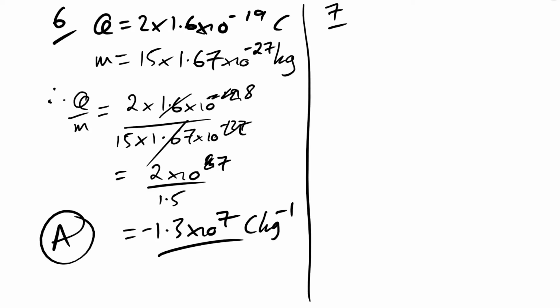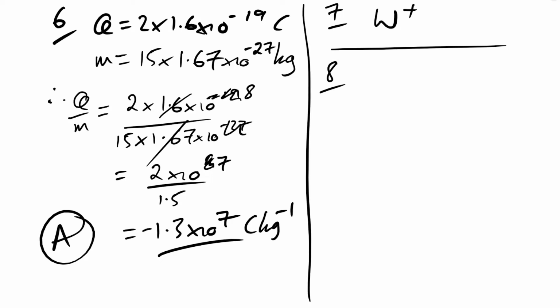7, what's the exchange particle for the weak interaction? Easy, it's W plus. Pion is for strong, photon is for EM. Lepton, well, leptons are particles that do interact through the weak interaction. It's not an exchange particle.